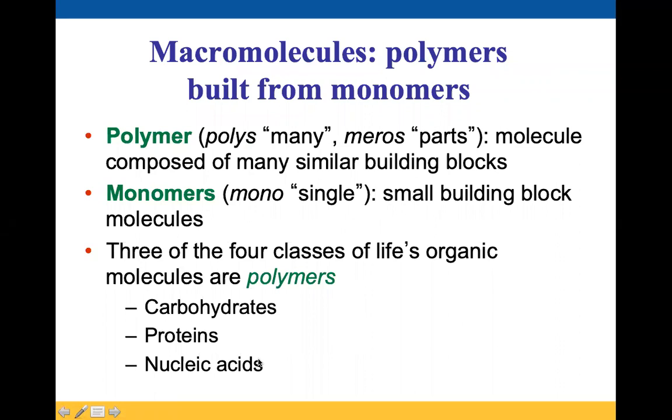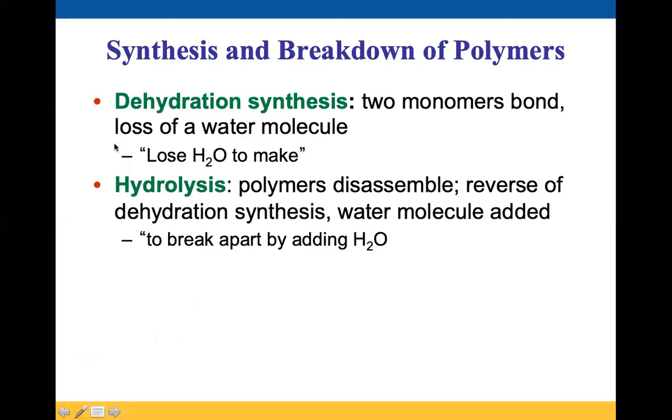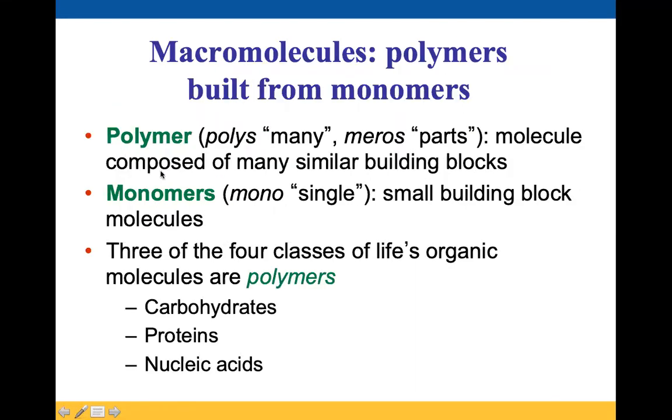But regardless of the macromolecules, you have to know these 2 terms: what's a polymer and what's a monomer. A monomer, as the prefix mono means single, is the single building block. A polymer is where you have multiple ones linked together. If you want to think of it from the standpoint of Legos, one Lego would be a monomer, but the final structure would be a polymer. It's many Legos built together.